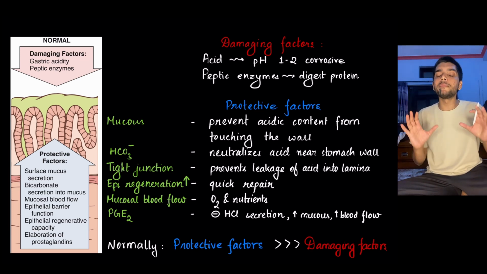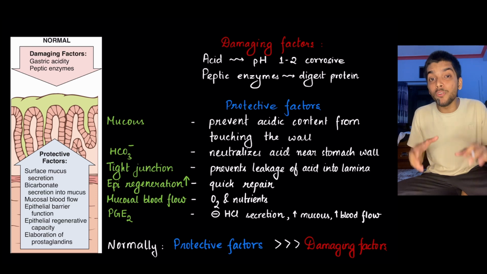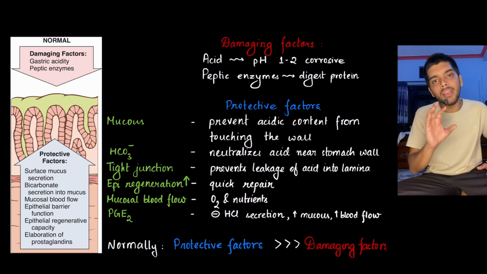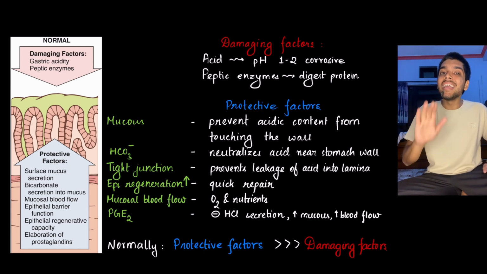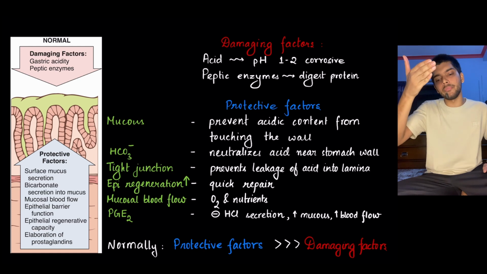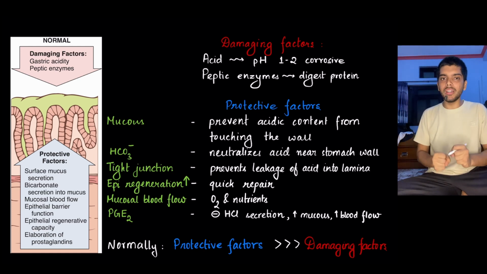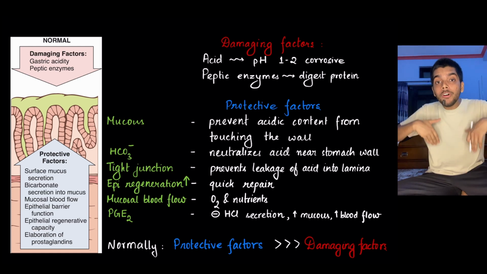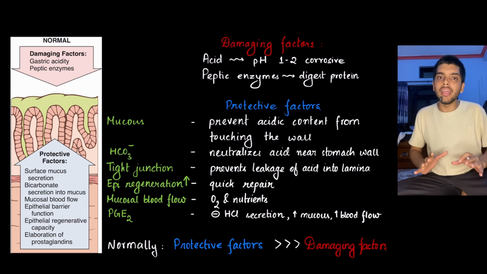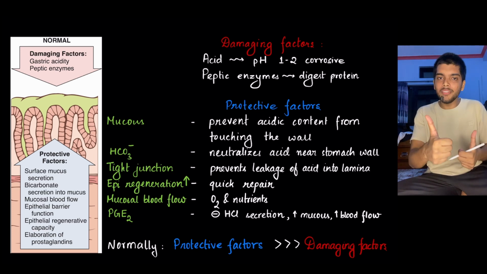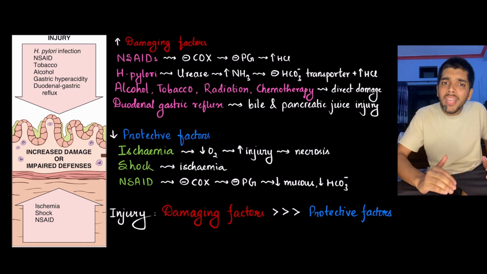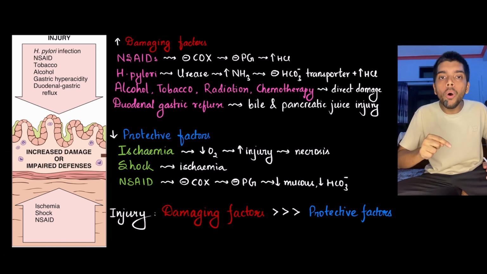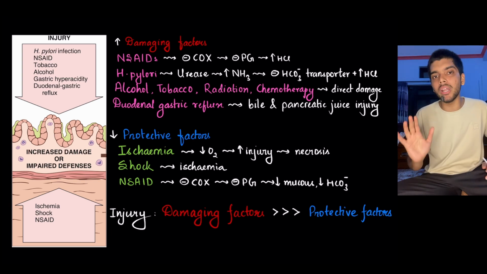Mucosal blood flow that provides enough oxygen and nutrients for repair to take place. Prostaglandin, like prostaglandin E2, which inhibits and regulates HCl secretion, plus increases mucus secretion and bicarbonate secretion. So all these protective factors, normally they overcome the damaging factors, and that's a good thing. Your stomach is healthy and fine. But injury can take place either due to increase in damaging factors or impairment in protective factors.